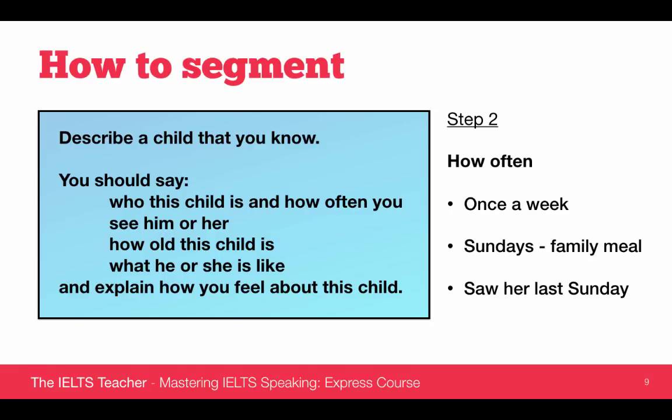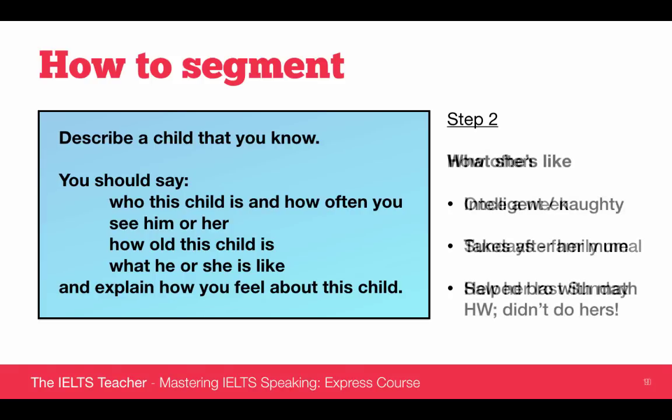One of the remaining prompts on the card is how often you see him or her. So how often? Idea, once a week. Support, Sundays, family meal, being a bit more specific. Example, I saw her last Sunday. Let's keep going. What she's like, that's the next prompt. Idea, intelligent, naughty. Support, she takes after her mum. That means that she's like her mum. We talk about takes after when we think about children and their parents. And example, she helped her brother with his maths homework, but she didn't do her own.